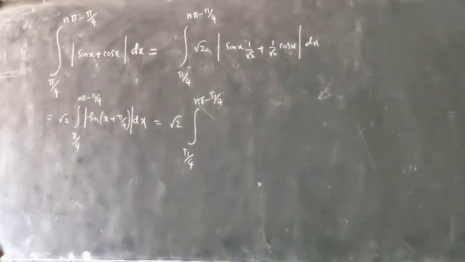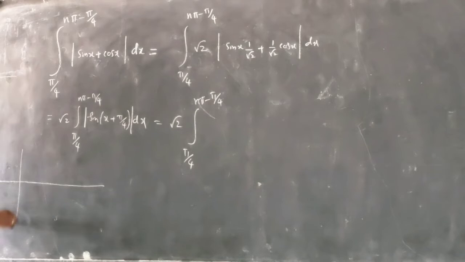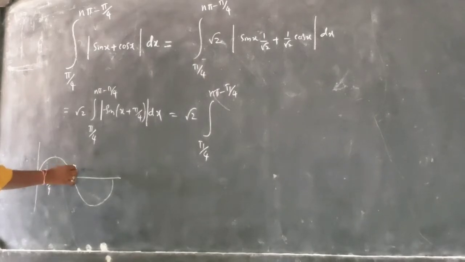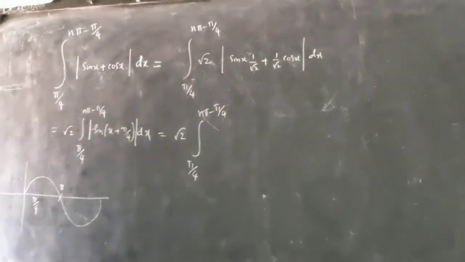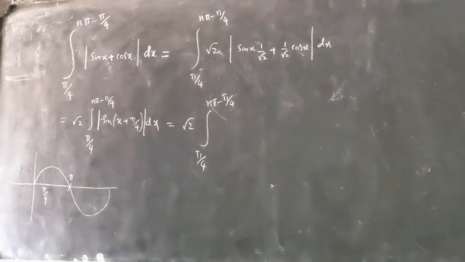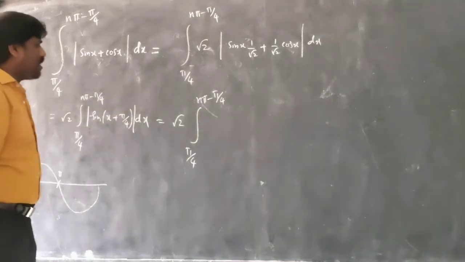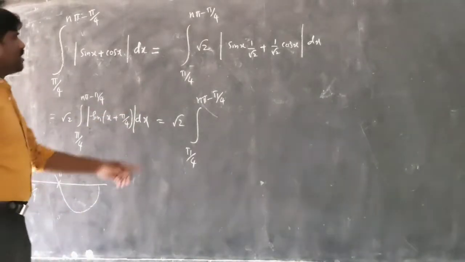Let me make you understand here. There is a graph, you can see the sin x graph will be in this shape, correct? Pi by 4 starts somewhere here, and this is pi, and here you have n pi minus pi by 4. Okay, n pi minus pi by 4. Let's discuss this later.